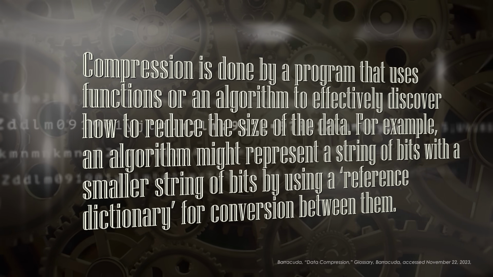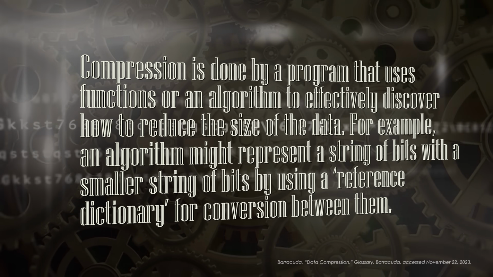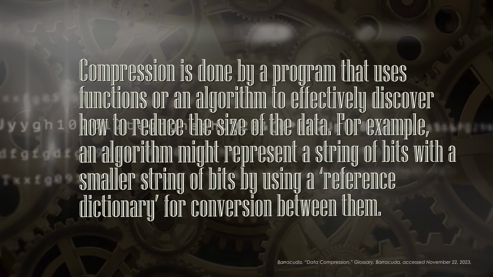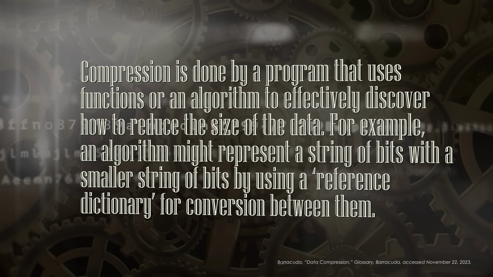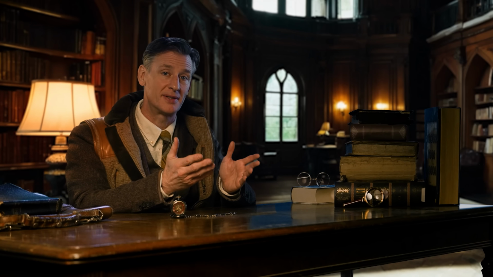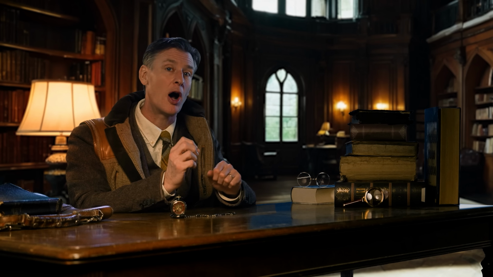Compression is done by a program that uses functions or an algorithm to effectively discover how to reduce the size of the data. For example, an algorithm might represent a string of bits with a smaller string of bits by using a reference dictionary for conversion between them. Does that sound familiar? This brilliant design concept allows for the streamlined optimization of our genome in such a way that it takes up only a fraction of the space it would when compared to those that only code for their proteins independently. And here's an even more detailed explanation of how this splicing code and its machinery works.